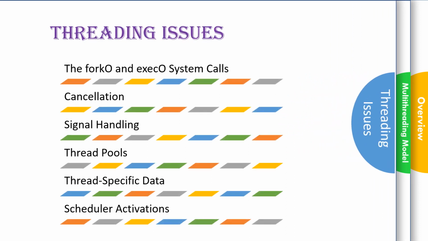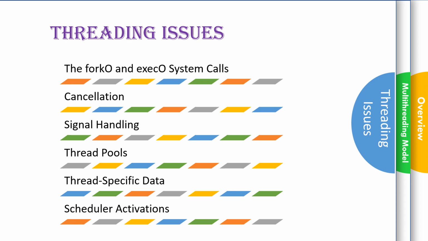Threading issues. We have the following threading issues. First one, fork and exec system calls. Fork is to create a child process and exec is to begin execution of the child process. So we'll see what issues we have when we are having a multi-threaded environment. Next is cancellation. If any thread wants to cancel execution of the entire process, how this is going to get executed is what we will be seeing in cancellation.